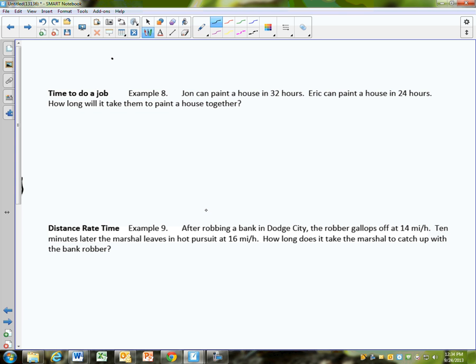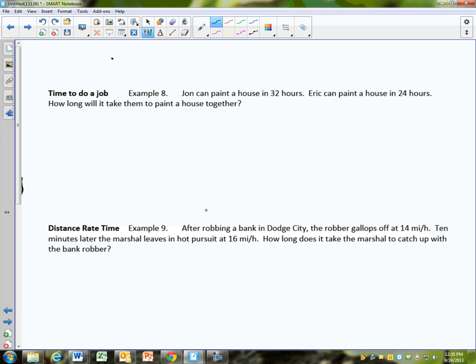Yeah, it's still more than Eric. So how about this? What if John and Eric both took 24 hours to paint a house? The exact same amount of time, 24 hours. How long do you think it would take them if they did it together? 12. It would seem like each one would paint half, and it would take them just half their time. So 12. I would agree.